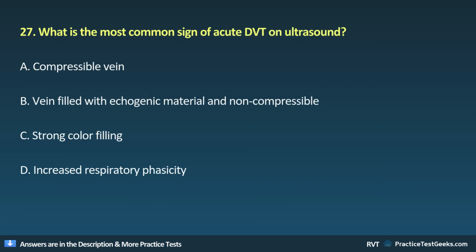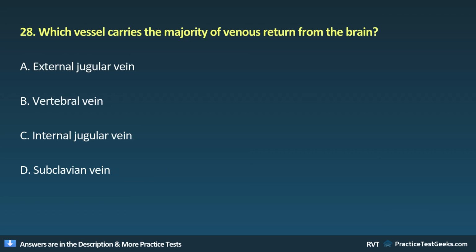27. What is the most common sign of acute DVT on ultrasound? A. Compressible vein. B. Vein filled with echogenic material and non-compressible. C. Strong color filling. D. Increased respiratory phasicity.